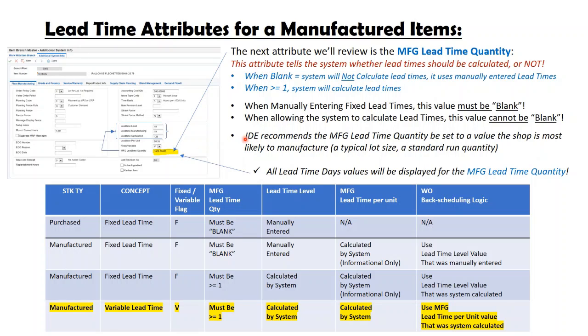Again, J.D. Edwards recommends that the manufacturing lead time quantity be set to a value the shop is most likely to manufacture. Let's say a typical lot size or standard run quantity. All of these lead time values here, for example, 10 days, 19 days, and 126 days, those values are displayed for the quantity that is set in the manufacturing lead time quantity.